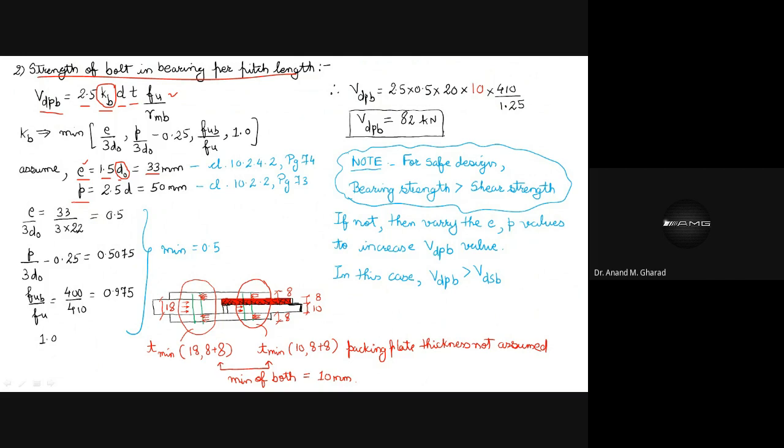This p, small p, which is the pitch distance, has been calculated using the formula 2.5 times d, which comes out to be 50 mm. Right? Then you can calculate all the values, and from that you will get the minimum value to be 0.5. So we have decided the k_b value. Then we need to find out t, because out of all these things, t, the thickness, is the unknown value.